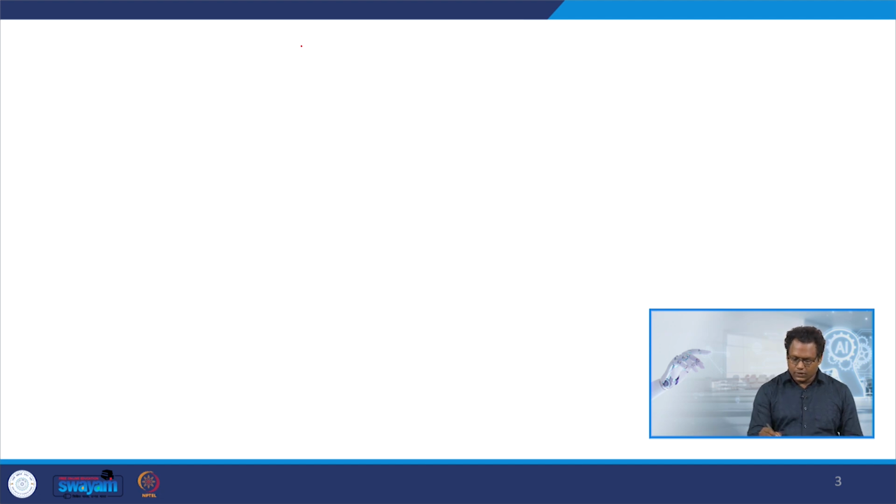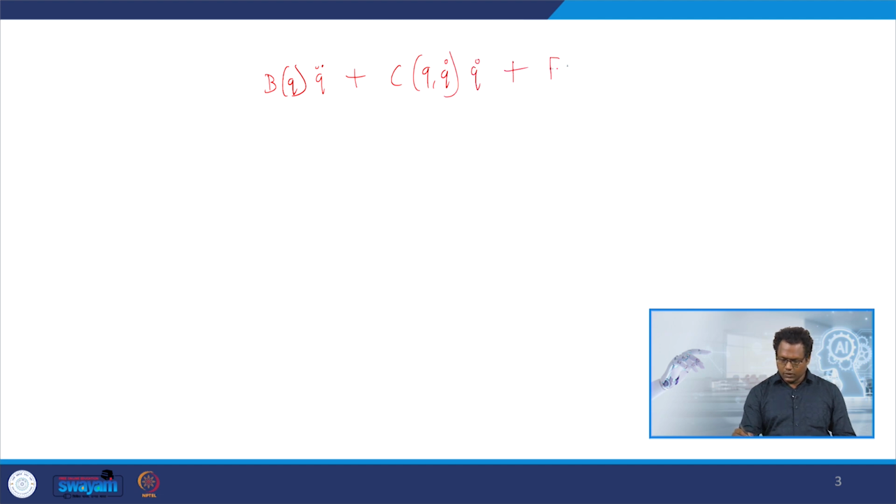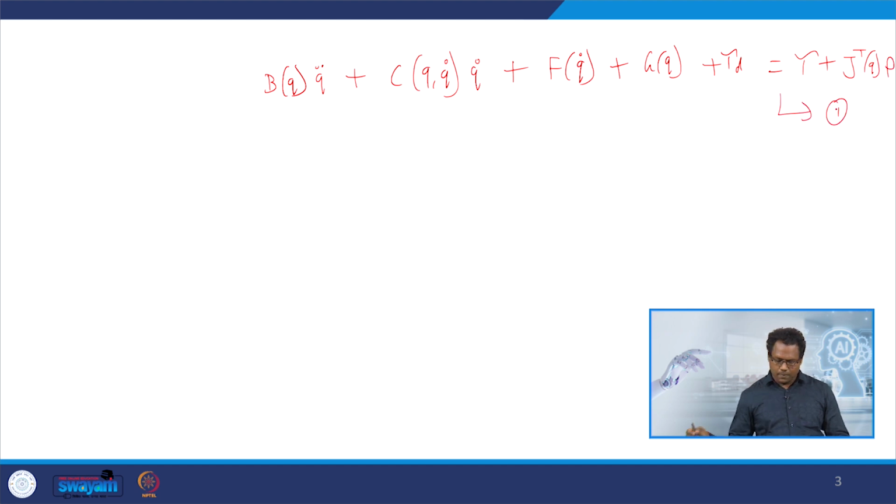Now, let us write the dynamic model of a robotic system when it is in interaction with the environment, given by B of q into q double dot plus C of q comma q dot into q dot plus F of q dot plus g of q plus tau d is equal to tau plus J transpose of q into rho. This is say equation number 1, which represents the dynamic model of a robotic arm when it is in interaction with the environment.